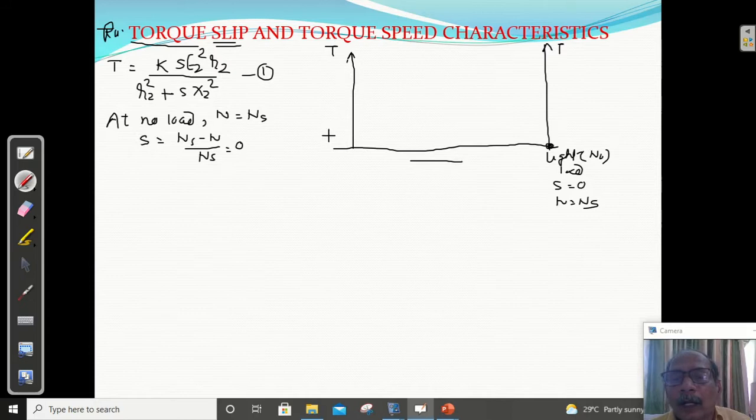Clear? And here at start, what is N? N equal to 0. If N equal to 0, s equal to what? 1. If N equal to 0, Ns upon Ns is 1. So this is the torque slip characteristic. It is like this.